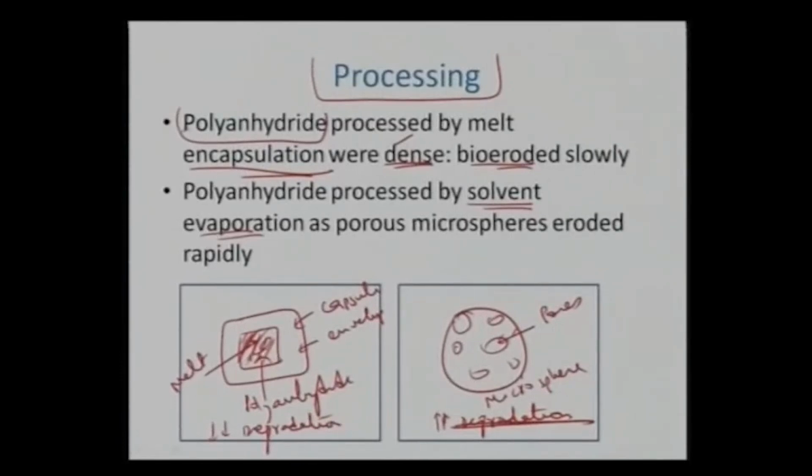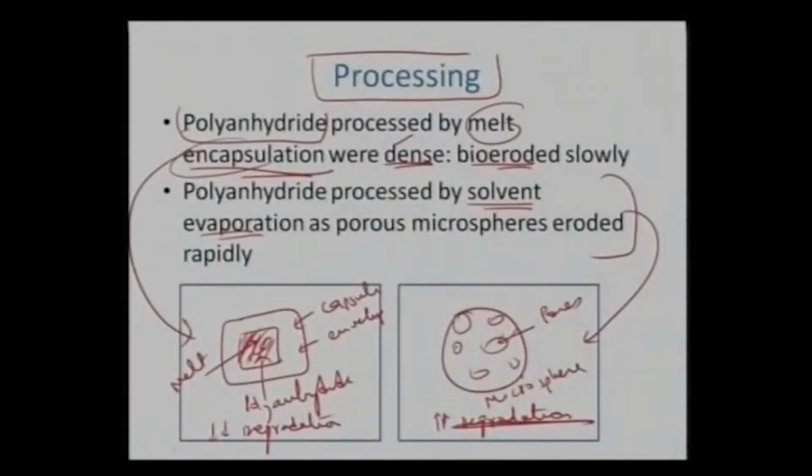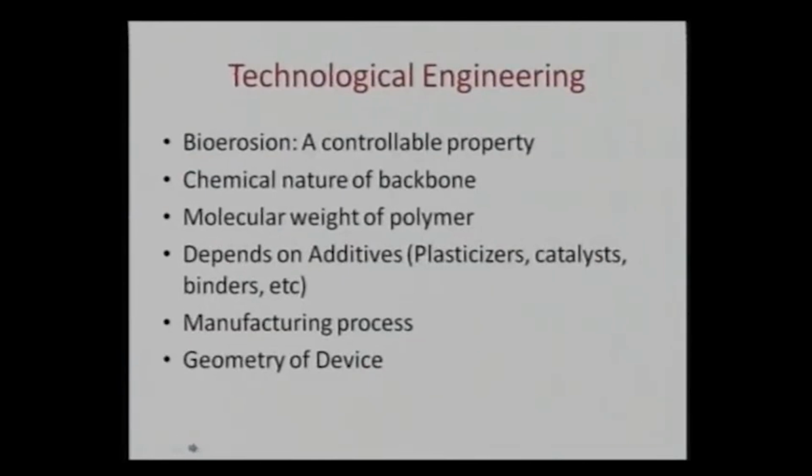So polyanhydride processed by melt encapsulation is much more resistant to degradation, whereas by solvent evaporation it is much more prone to degradation, because it has a very large number of pores and is a very loosely packed, less dense material. So that part we can attain from the different processing routes. By altering the processing route, we can again change the overall degradation of a particular material. So from the technological engineering view, we can say that bioerosion is not an inherent property, it is a controllable property. We can understand that from this particular lecture.